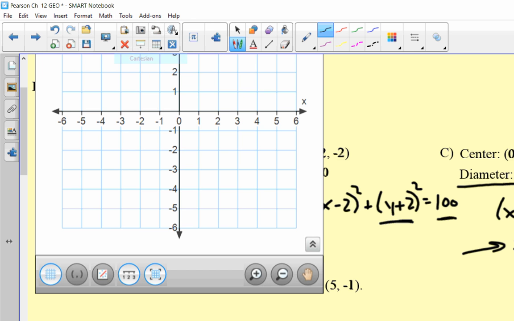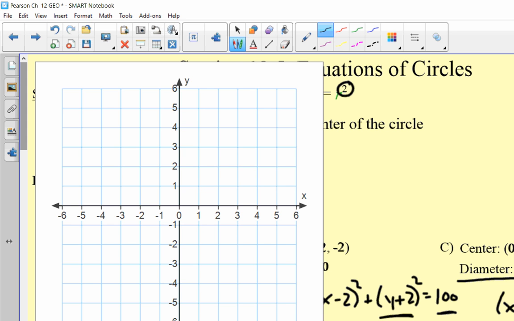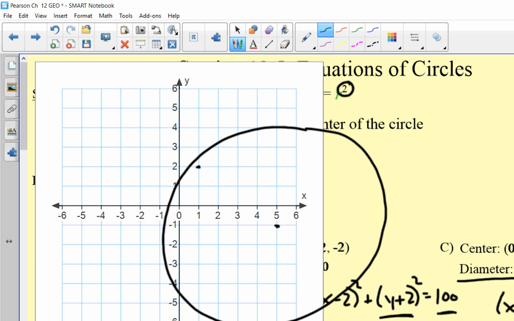Okay. So on my problem here, they're telling me that I have a point 1, 2 that's on the circle, and the center of the circle is at 5, negative 1. Okay, so 5, negative 1 is going to be right here. And 1, 2 is on the circle. So my circle is going to look something like this, right? And that obviously went off the graph, but this point right here is on the circle.